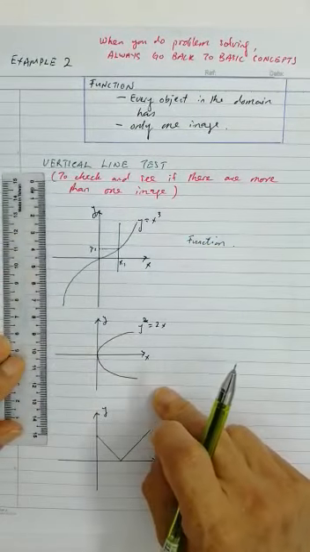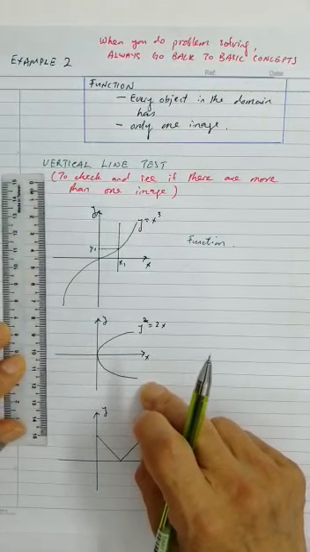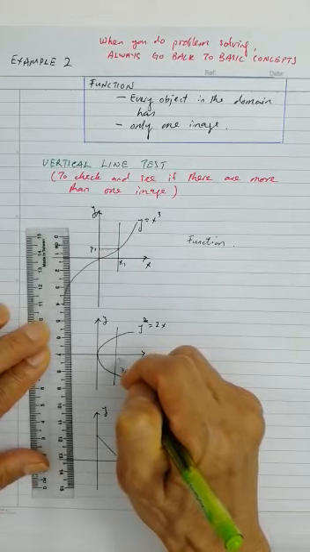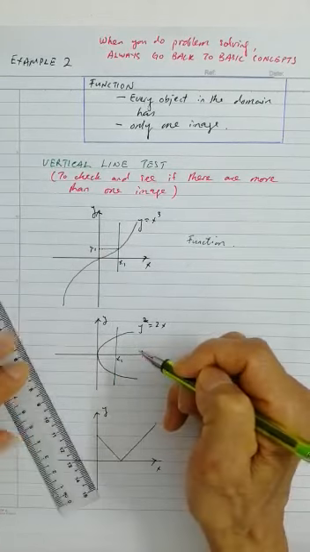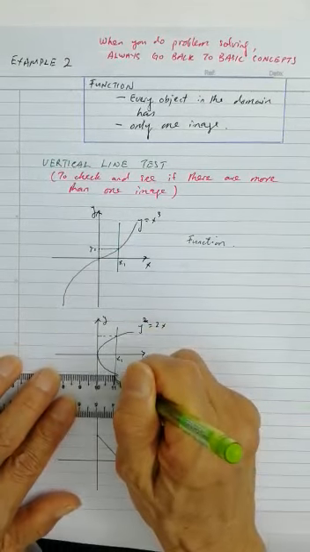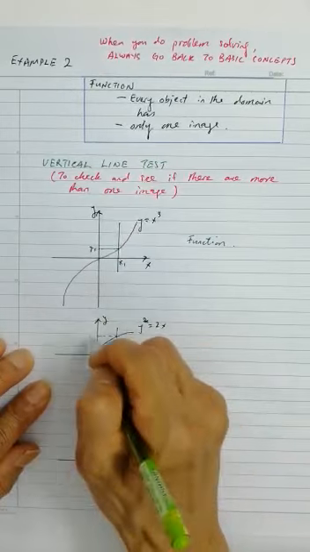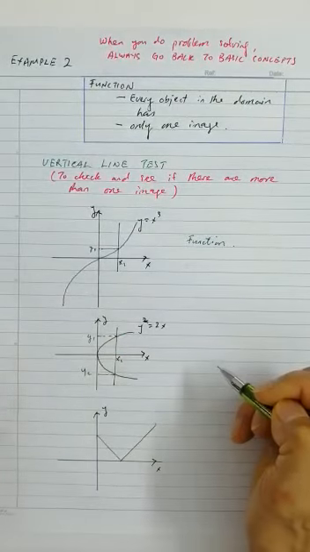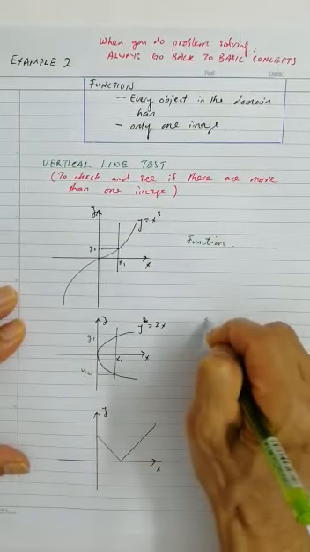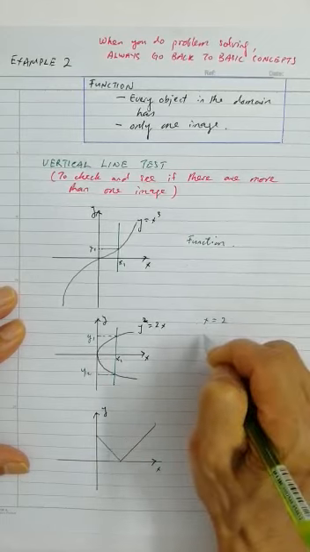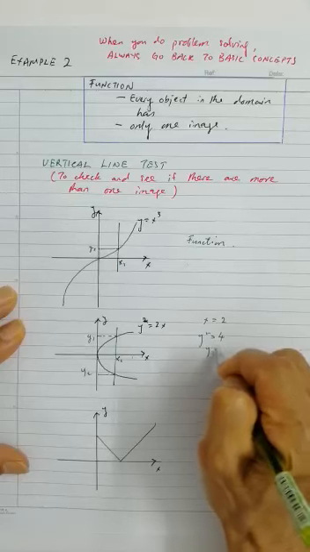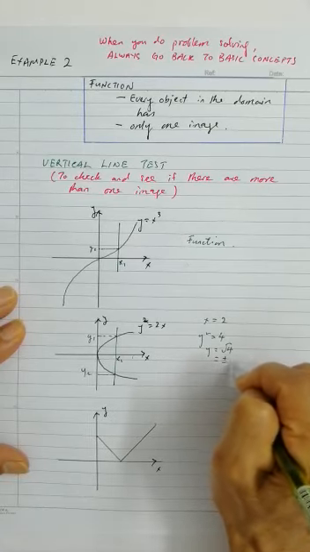Now in this graph, it is not a function because for every object, for example, I call this x1, there is more than one image. I have one image here, I have another image here. So this is y1, this is y2. For example, if x is equal to 2, y squared is 2 multiplied by 2, which is 4, so y is the square root of 4, which is plus or minus 2.